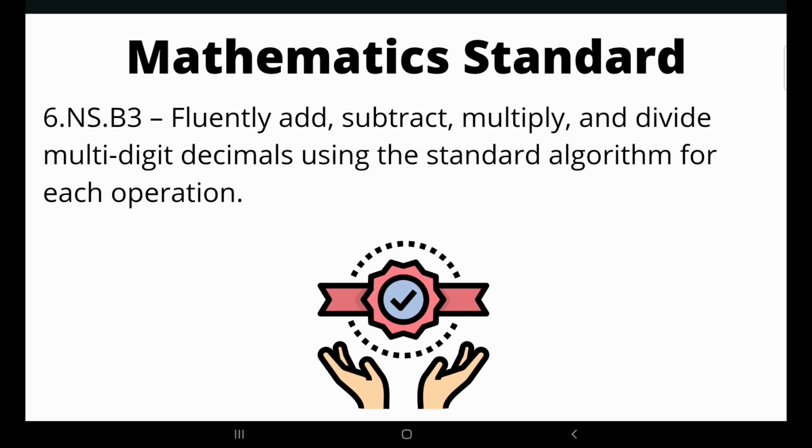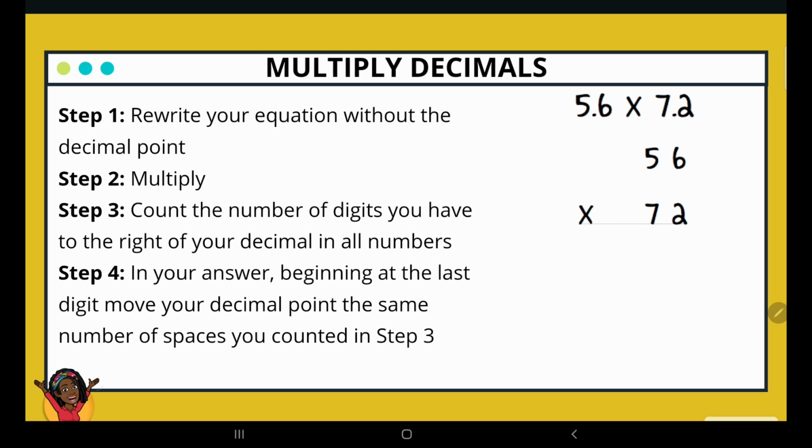Hi everyone, welcome back. Today we're going to be focusing on standard 6.NS.B.3: fluently add, subtract, multiply, and divide multi-digit decimals using the standard algorithm for each operation. We're going to be focusing on multiplication today. We've already completed addition and subtraction, so we're going into the next topic.